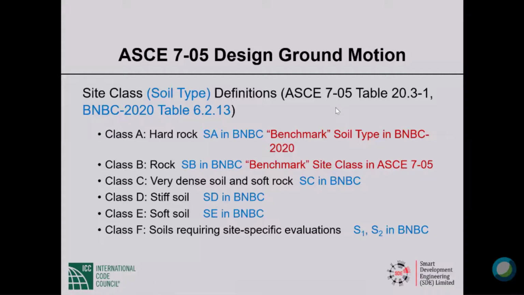B is the benchmark site class of ASC 705. USGS does all their mapping for site class B. BNBC tells you that site class or soil type SA is the benchmark soil type. Okay, so the quantities, the Z values, S sub S, S sub 1, all the values that you are given are for soil type SA. This is also a significant difference that you should mark. B is the benchmark site class for ASC 705. In BNBC, the benchmark is soil type SA.